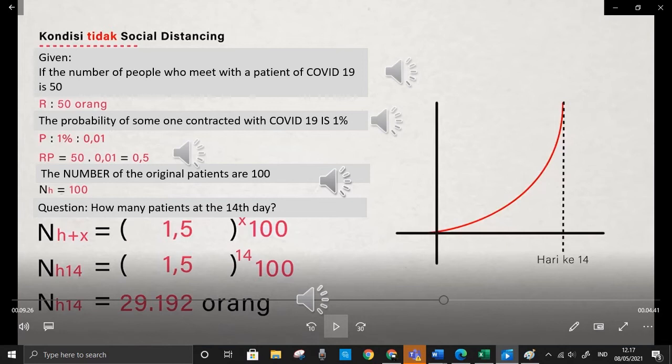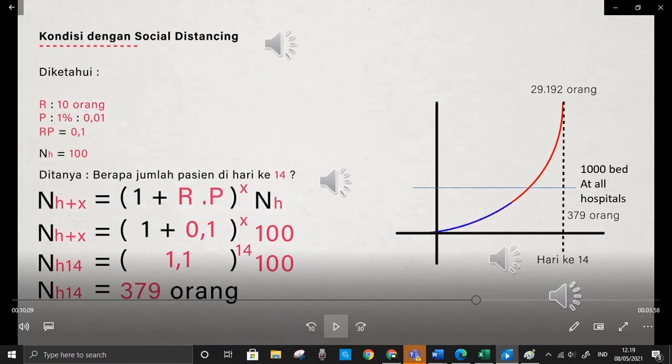So, if asked how many patients at the 14th day, the calculation will be as follows. The patients at the 14th day will be 29,192 people. So, we will compare with the condition with social distancing as follows. In the example, r, the number of people who meet with the COVID-19 patient, is only 10 people, and p is still the same, 1%.